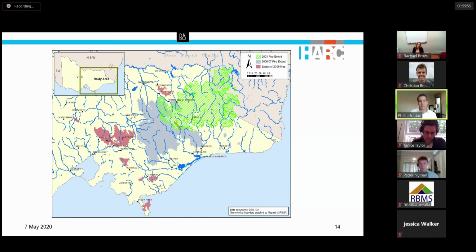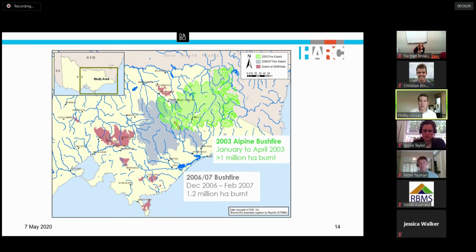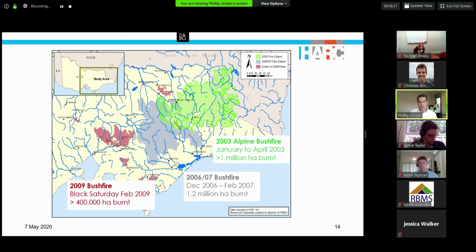It's been subject to really four significant bushfires over the last couple of decades. The 2003 alpine bushfires in Victoria burnt more than 1 million hectares, and that's shown in green. The grey area shows the 2006-07 bushfire, which again burnt just over 1 million hectares. And then the 2009 Black Saturday bushfires burnt about 400,000 hectares, which did straddle the catchments flowing south towards Melbourne, but also the catchments that flow to the north and into the Murray-Darling Basin.